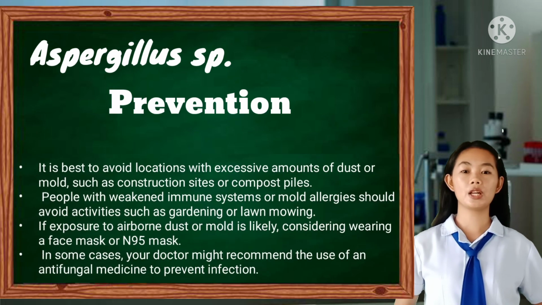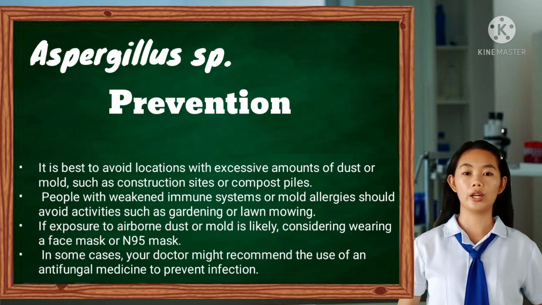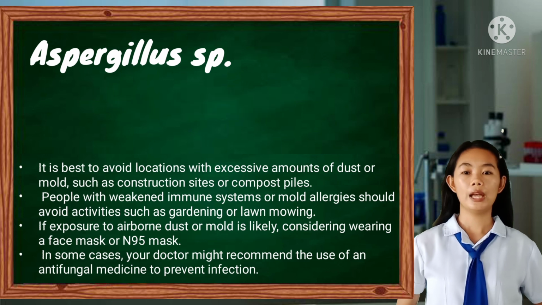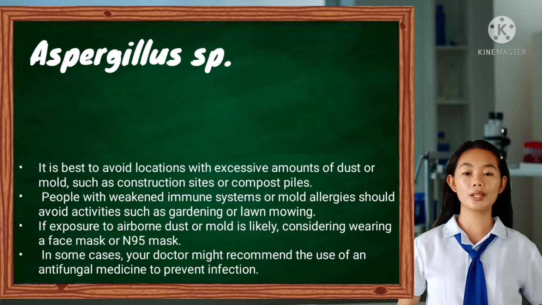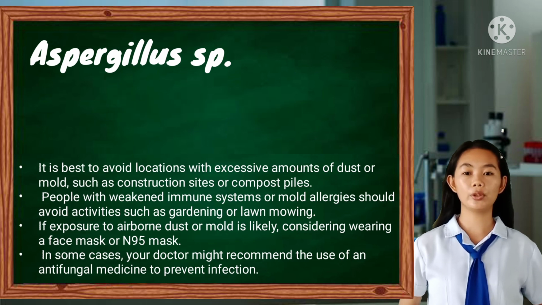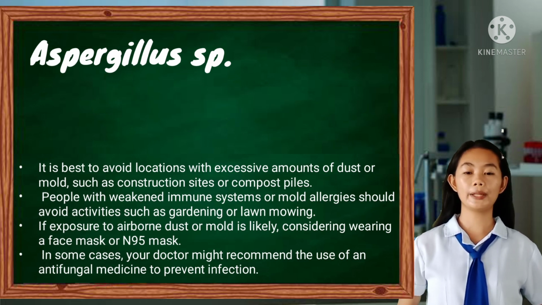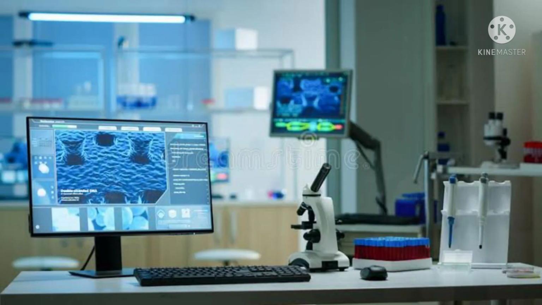Due to the prevalence of Aspergillus mold in the environment, it is very difficult to avoid exposure. It is best to avoid locations with excessive amounts of dust or mold, such as construction sites or compost piles. People with weakened immune systems or mold allergies should avoid activities such as gardening or lawn mowing. If exposure to airborne dust or mold is likely, consider wearing a face mask or N95 mask. In some cases, your doctor might recommend the use of an antifungal medicine to prevent infection.